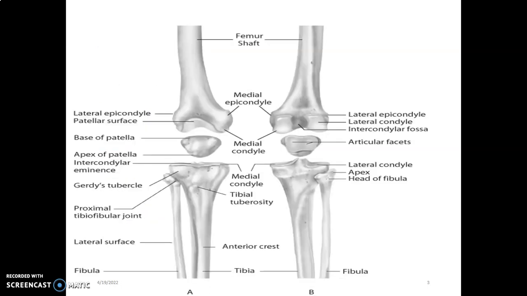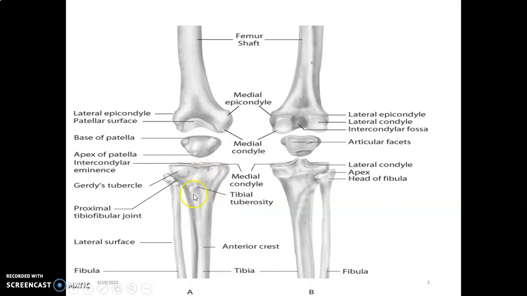So you need to know these parts of the femur: the medial epicondyle, medial condyle, lateral condyle, lateral epicondyle. This is the posterior surface, this is the anterior part. So you have your patella here, the patellar surface of the femur. These are the posterior parts of the patella. Remember, the lateral surface is usually larger than the medial.